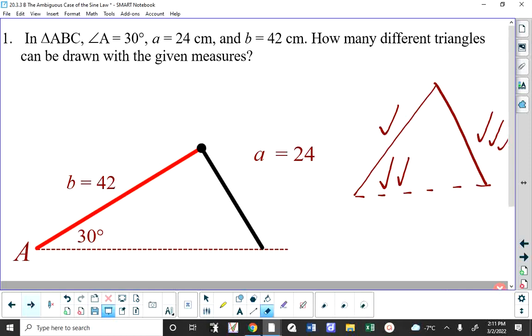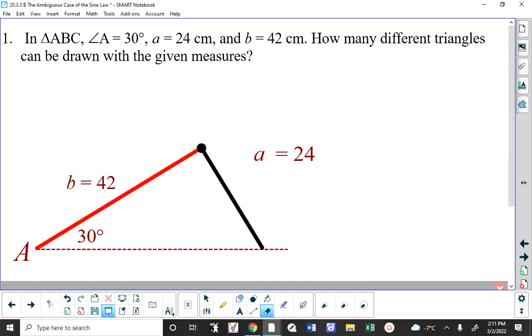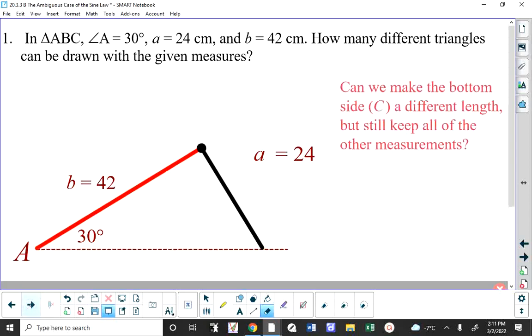Now the question is, how many different triangles are possible? Well, would you agree that this is a triangle that's possible? The triangle formed by the red, the black, and the bluish lines is a triangle that's possible with those conditions. I would like you to rack your brain, think of it as a puzzle. Can I draw another triangle? Can I make the bottom side, which is C, can I make it a different length but keep everything else the same? All of the numbers the same. How would I do that?